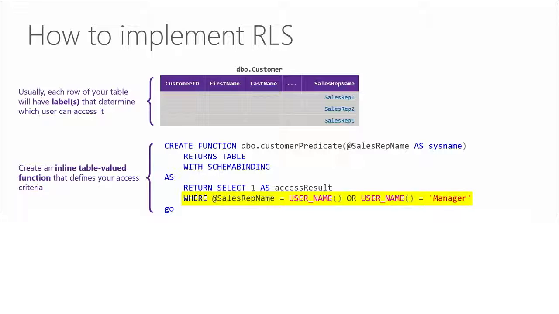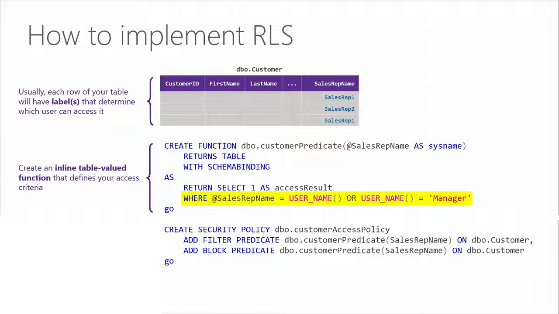So now that we've defined our access criteria in this function, what we'll call a predicate function, we need to create a security policy that will actually bind this function as a security predicate to our table. And so we have some new DDL here. It's pretty straightforward. We're going to create a security policy and then add this function as a filter predicate on our customer table. And notice again, we're passing in that sales rep name as a parameter. And we're also going to add the same function, reusing the same logic, as a block predicate on this table. That way we have full coverage over all read and write operations to make sure that they must conform with this logic that we've defined.